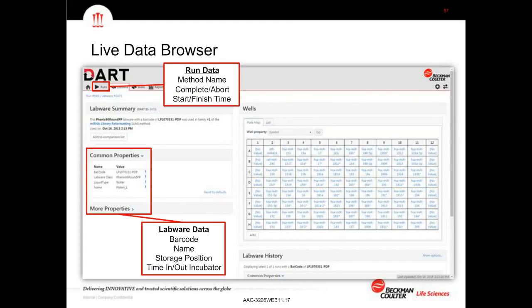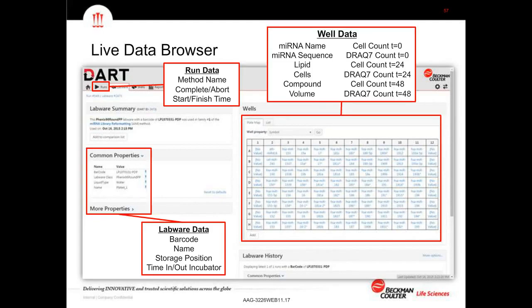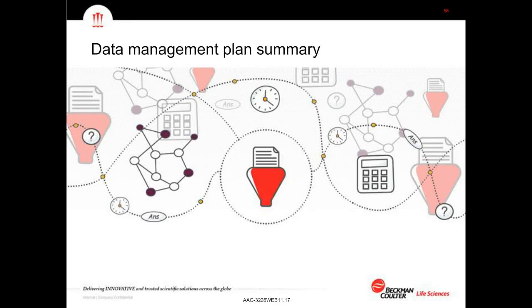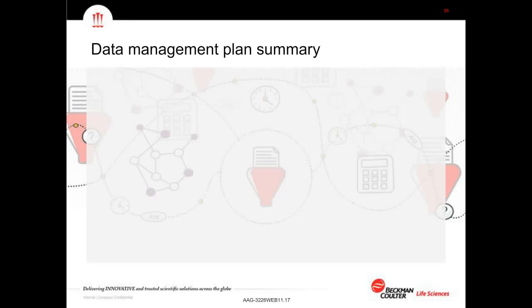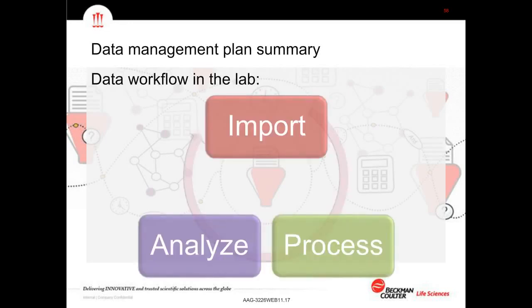So to wrap up, we see that a data management plan needs to focus on the 3 components, the 3 activities that happen in data processing. Data import, having data drive decisions within your automation, collecting your data and reporting on it.